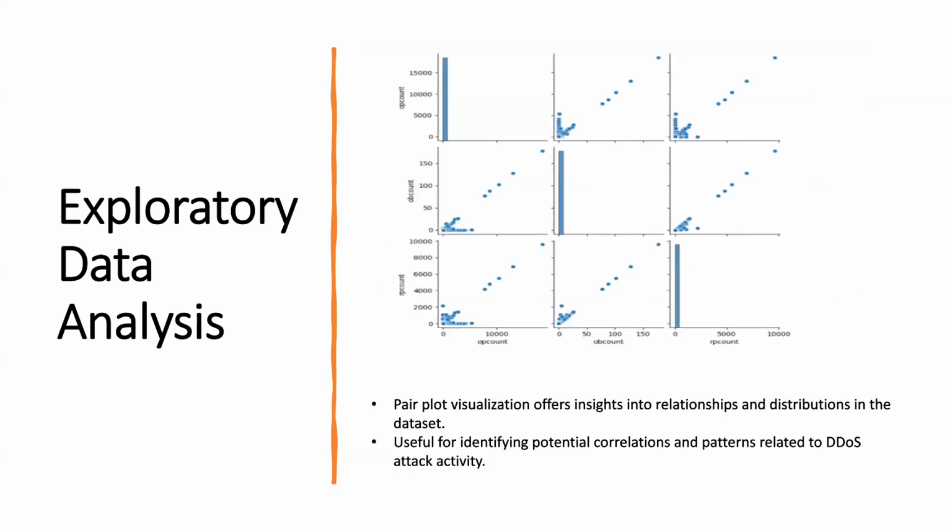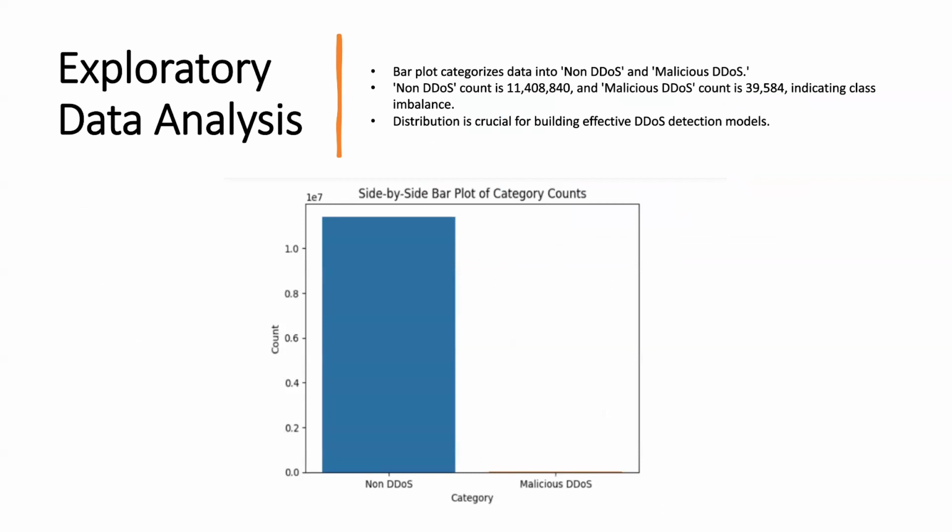This is the pair plot visualization, which tells whether there are any underlying patterns between the attributes and how each value is influenced by the value of another attribute. As seen in the bar plot, the population of data values for non-DDoS is much higher compared to malicious DDoS, which tells us that the model can't be trained properly with this data, because if the model is trained on it, it will be partially tilted towards the non-DDoS values, and there will be improper analysis. So we'll need to balance the data values.